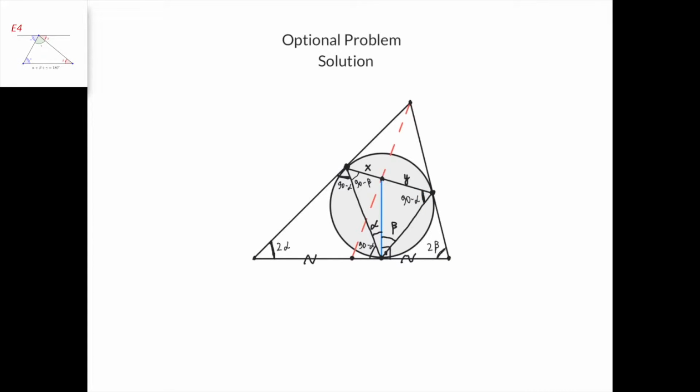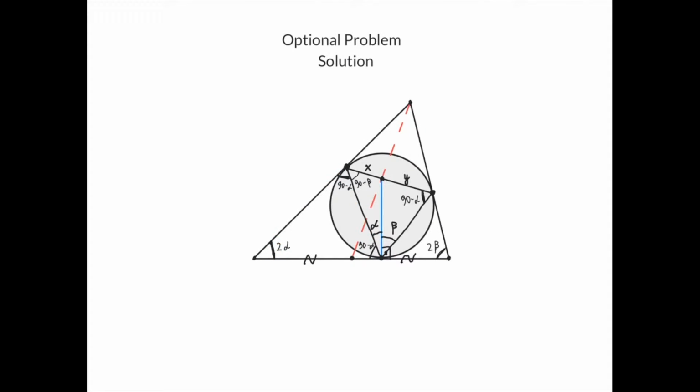Now, since the sum of the angles in this triangle is 180 degrees, and we have 90 minus alpha here and alpha plus beta here, it follows that this angle is 90 minus beta. Also, we know that this length equals this length, since these are tangent lines to this circle from this point. Then, this triangle is isosceles, therefore, this angle equals 90 minus alpha. And now from the sum of the angles in this triangle, it follows that this angle is 2 times alpha. Similarly, if this angle is beta, then this angle must be 2 times beta.